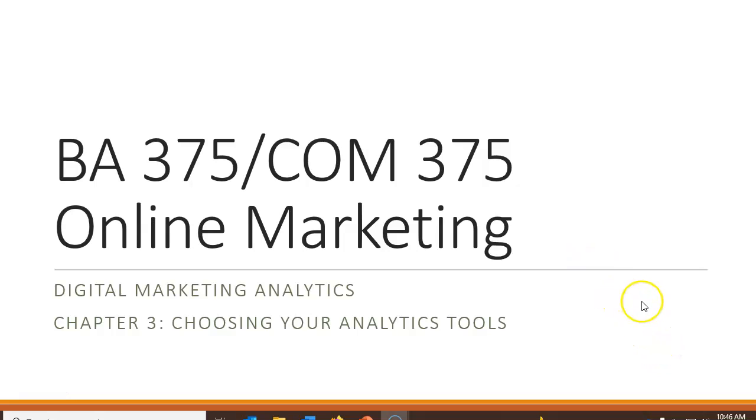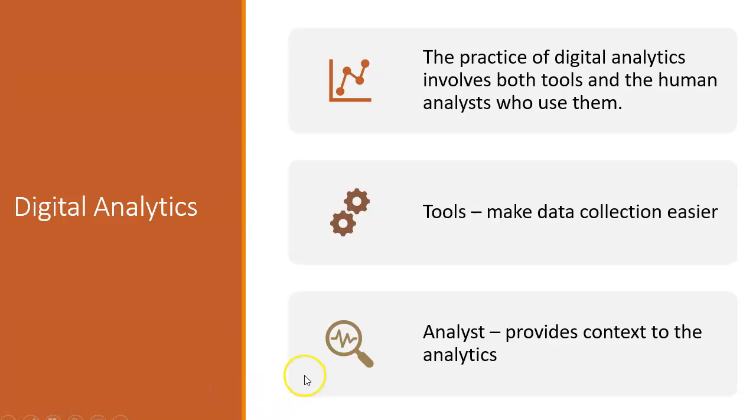Chapter 3 from our digital marketing analytics textbook talks about the different kinds of tools that businesses have available for them to analyze their online marketing. So, the practice of digital analytics involves both the tools that we use to collect data and sort it, and the human analysts who use those tools to read the data and then provide context to what the data is showing us. The tools help make data collection easier.